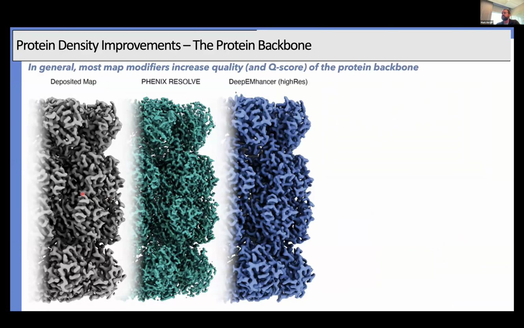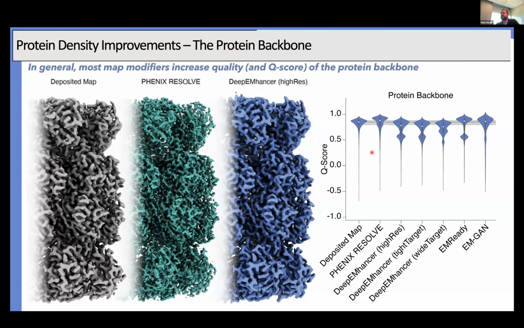There are no ligands to be known with this current T20S proteasome. In the deposited map, this went to about 2.4, 2.3 angstroms resolution, so you can see backbone density, you can see side chain density. When we apply Phoenix Resolve, the backbone density improves substantially, whereas if we apply DP Enhancer, we also got general improvements.